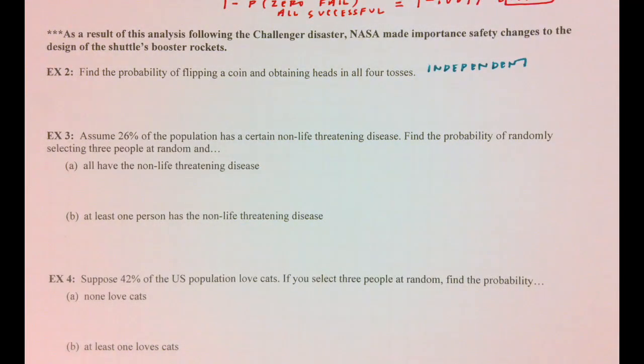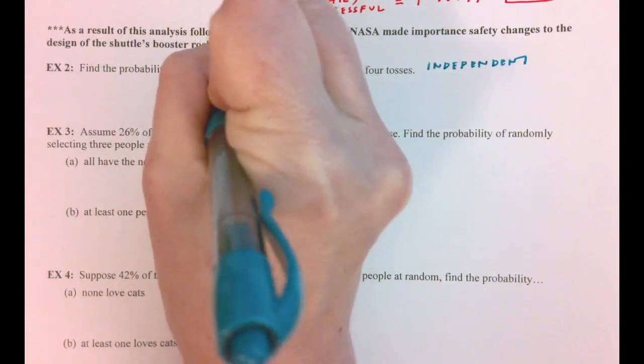Right? Coins have no memory. They don't know what happened prior. So I'm looking for 4 heads in a row.